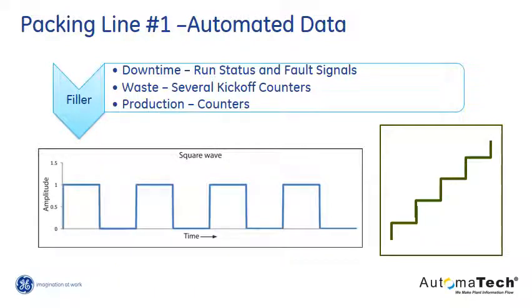These can either be represented as a square wave every time a can passes by its sensor, or it can be as a step wave that just increments every time that sensor is triggered as well. You'll notice that what we can do for the waste is have tags or sensors for every time a can is kicked out for a specific reason. So now we can start quantifying how many times product was kicked out because of a label and how many times it was kicked out because of a low fill volume.